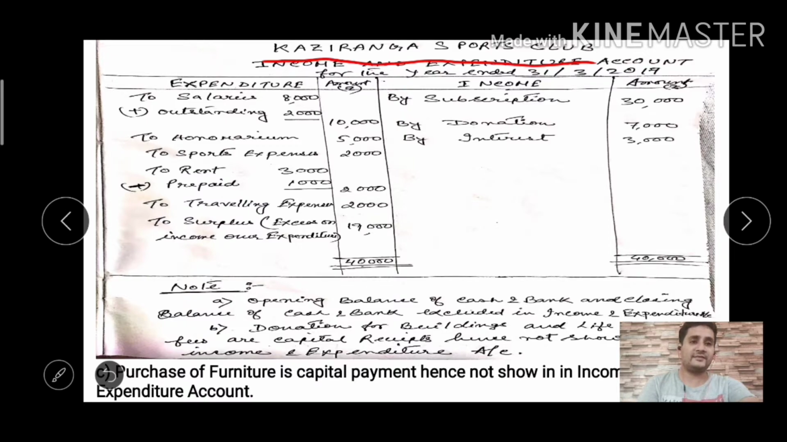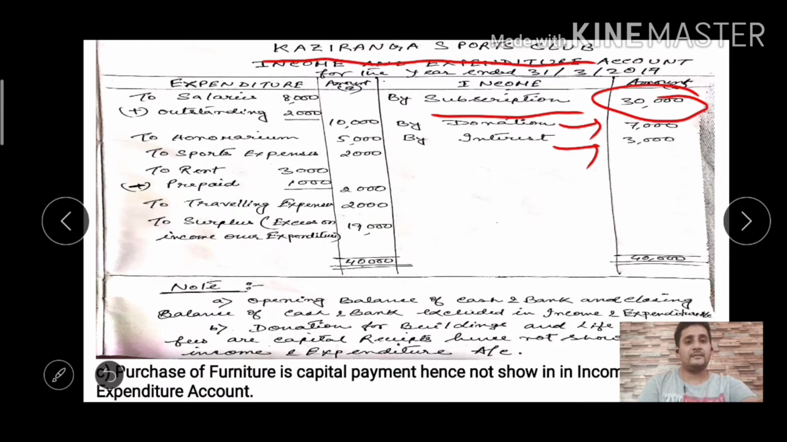First we have to write subscription. Current year subscription, how much? 30,000. If any adjustment is there, like previous subscription received or subscription outstanding, then we have to make a plus or minus adjustment here, but in this question there is no adjustment. So directly you write current year subscription, 30,000. Next donation, next interest. Next come to the expenditure side, salaries 8,000.